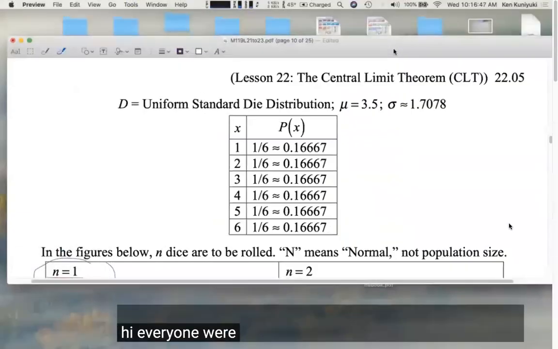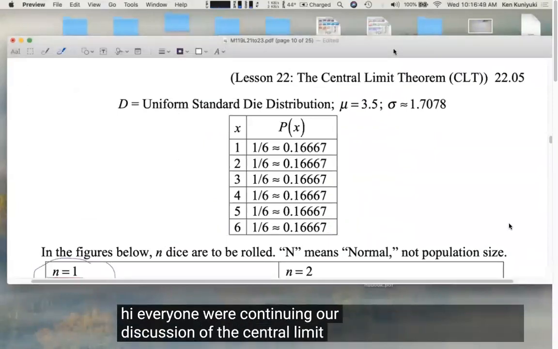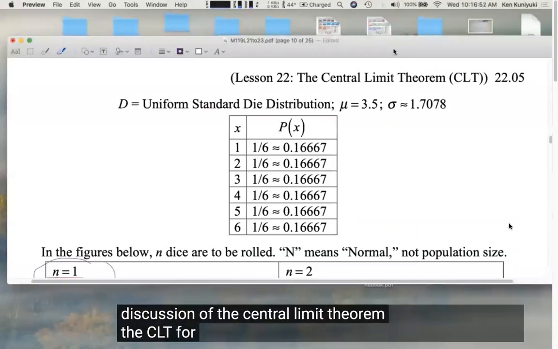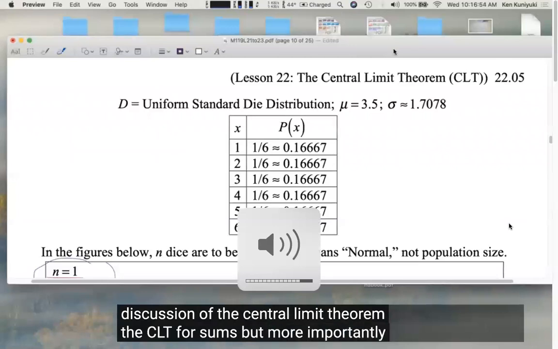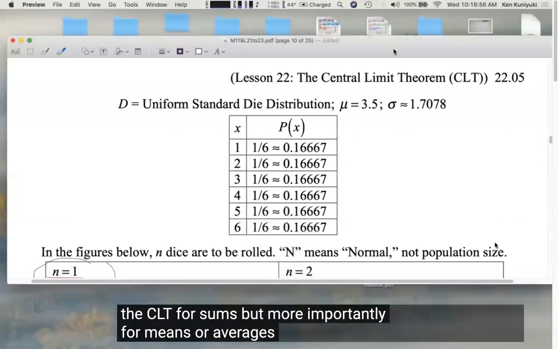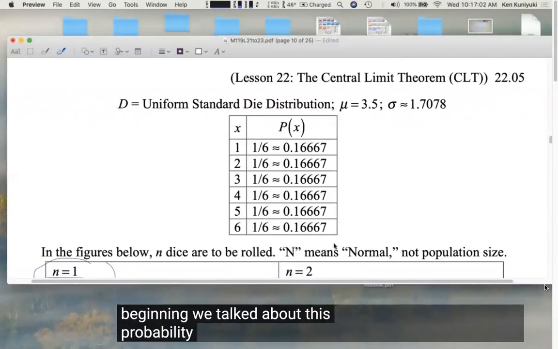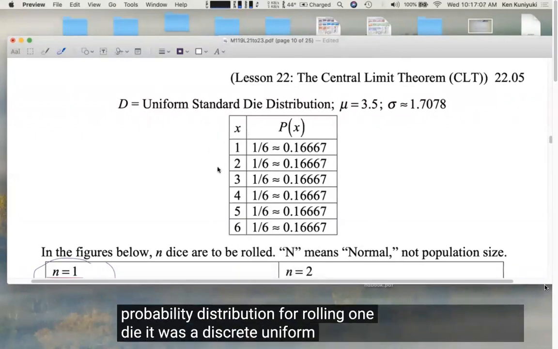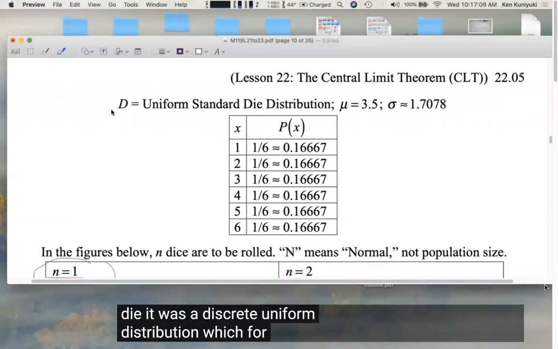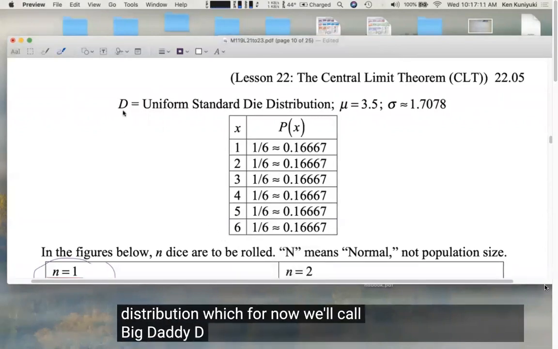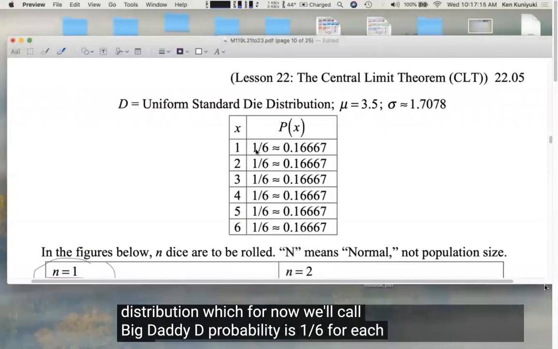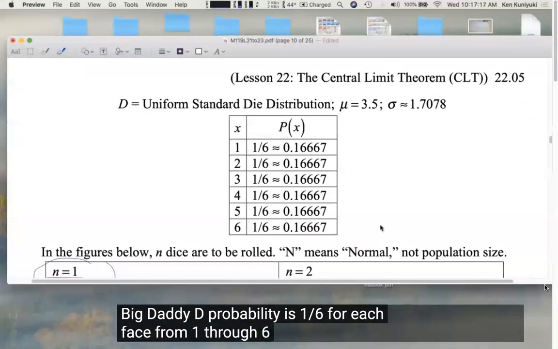Hi, everyone. We're continuing our discussion of the central limit theorem, the CLT, for sums, but more importantly, for means or averages. In the beginning, we talked about this probability distribution for rolling one die. It was a discrete uniform distribution, which for now we'll call Big Daddy D. Probability is 1/6 for each face from 1 through 6.